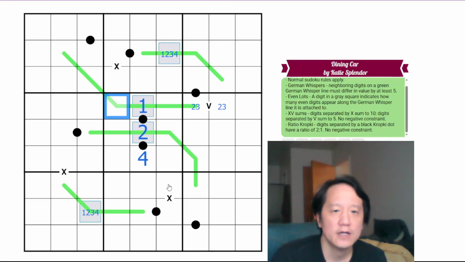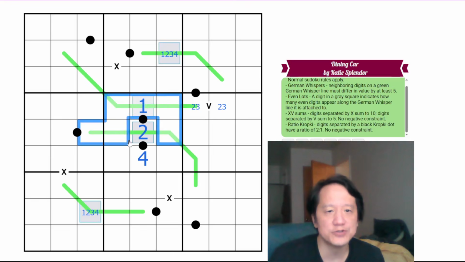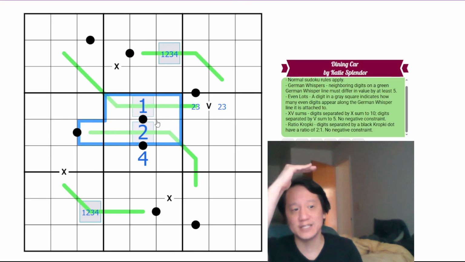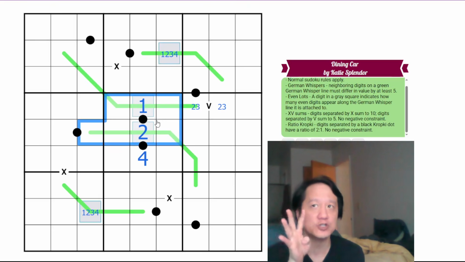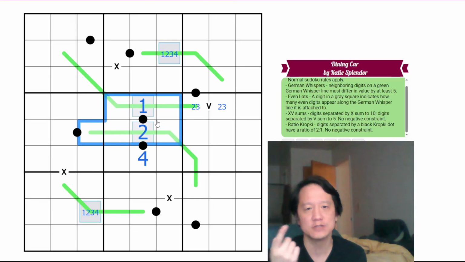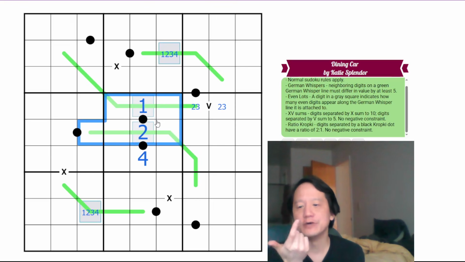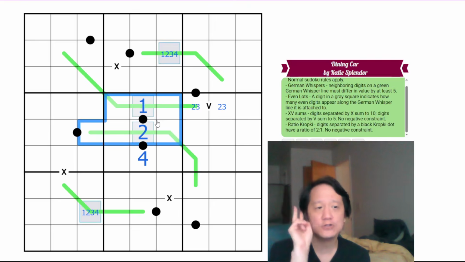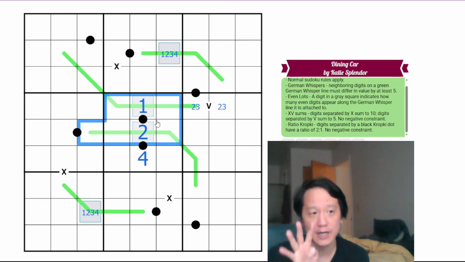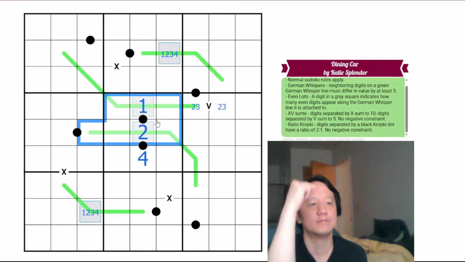Well, okay. On a whisper 5 line, you'll always alternate between low digits and high digits, with low digits being 1 through 4, high digits being 6 through 9. And the reason why you know that is just take a look at what digits can be next to a low digit. Well, you have 1 through 4. 1 can be next to 6 through 9. 2 can be next to 7 through 9. 3 can be next to 8 or 9. And 4 can only be next to 9. And which are all high digits. So next to a low digit must be a high digit.